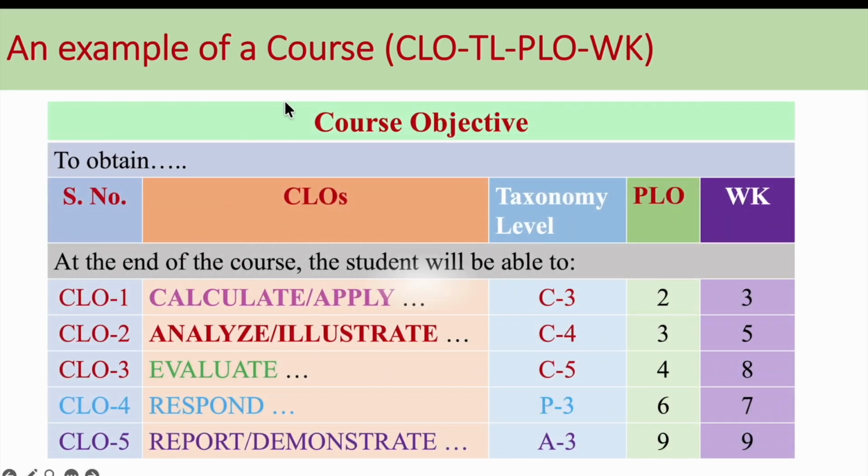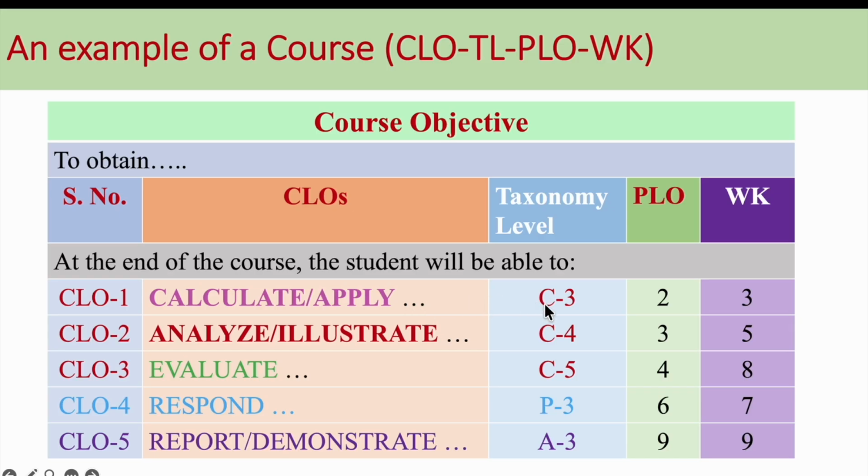An example of a course, and we have a CLO, TL and PLO, WK. Course objective, here you can write the course objective like to obtain dash dash dash for any course. Here is the serial number, here are the CLOs, taxonomy level, what PLOs and what is the knowledge profile. Here you can write at the end of the course, the students will be able to, CLO1, calculate, apply. So these are the action verbs, and then here you can write according to your course.